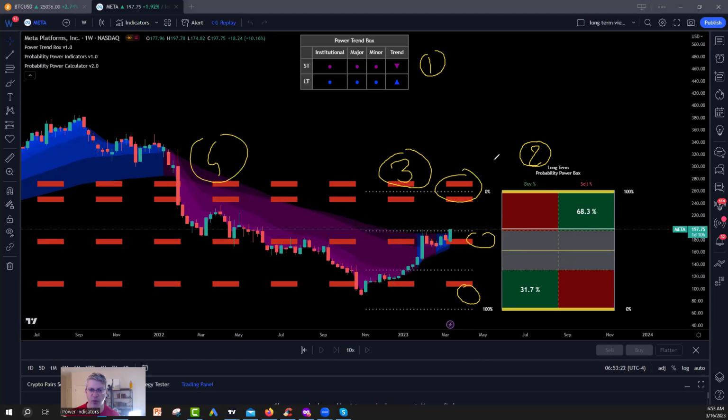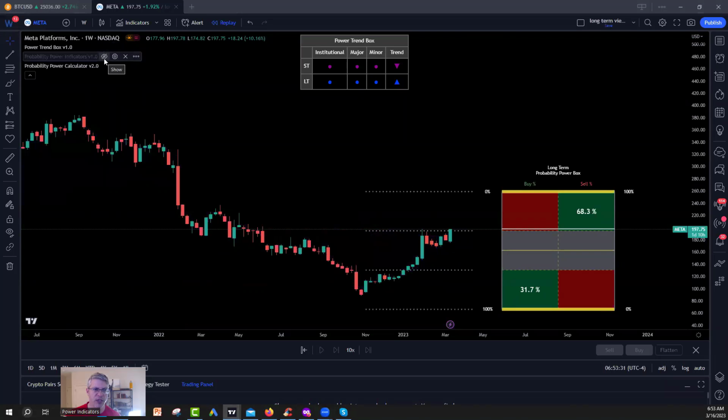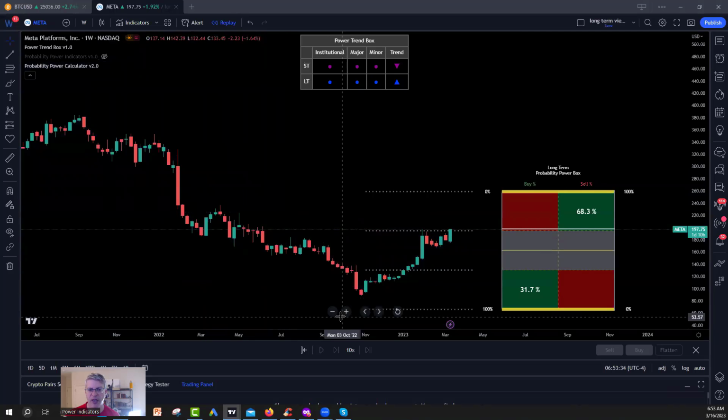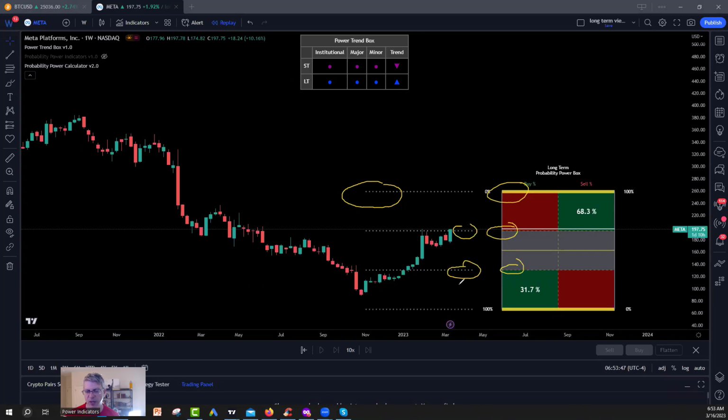And don't forget that within the calculator, if I go to the probability power indicators, I'm going to go to settings and just hide that. I want to show you that if you focus only on the probability power indicator, those edges are the most important. The top, the middle 50% edge here, right? And the bottom here and here. And those are areas of reaction of support and resistance. So again, hopefully that was helpful to understand better the tools and how you stack probability on each other.